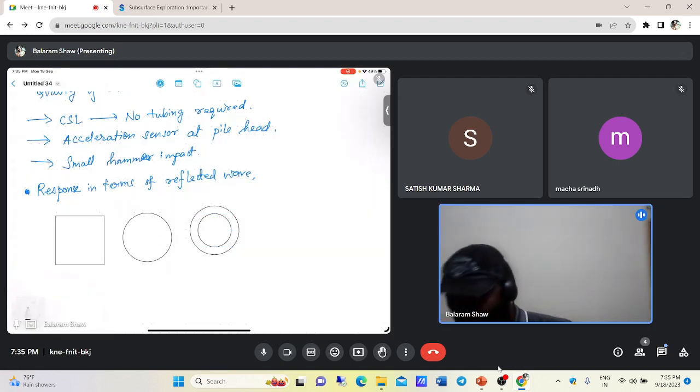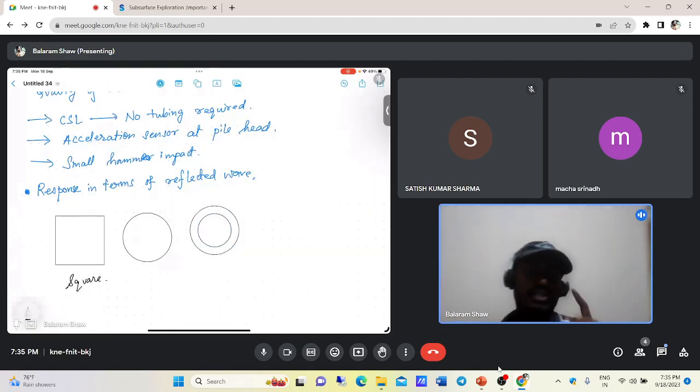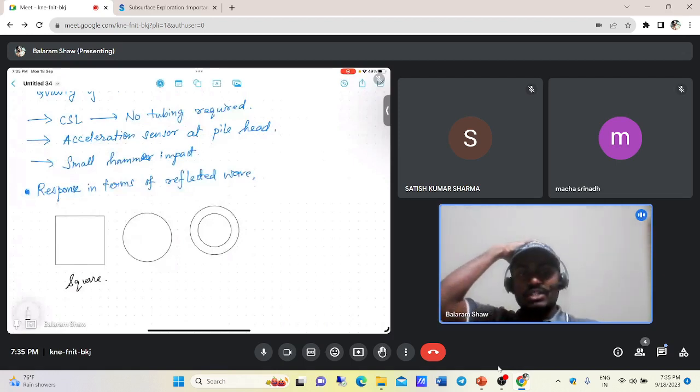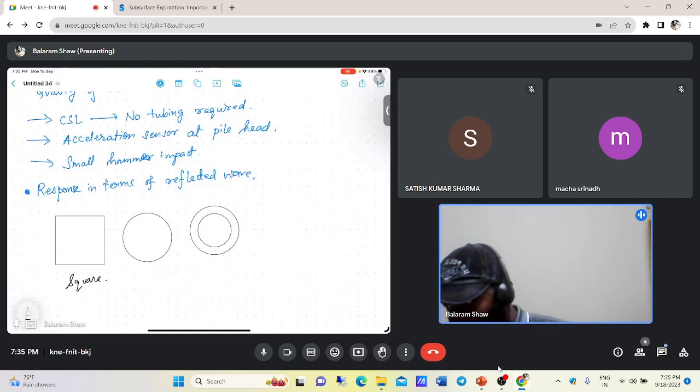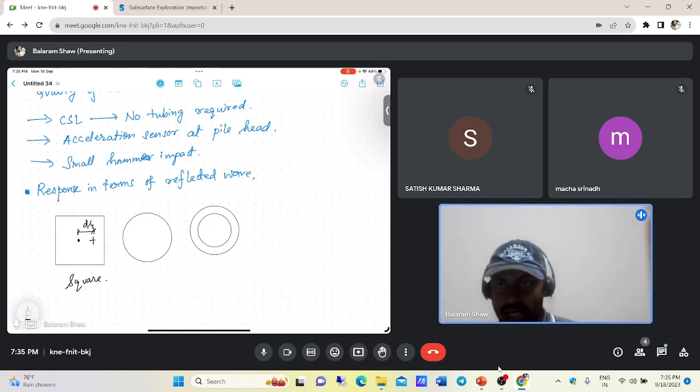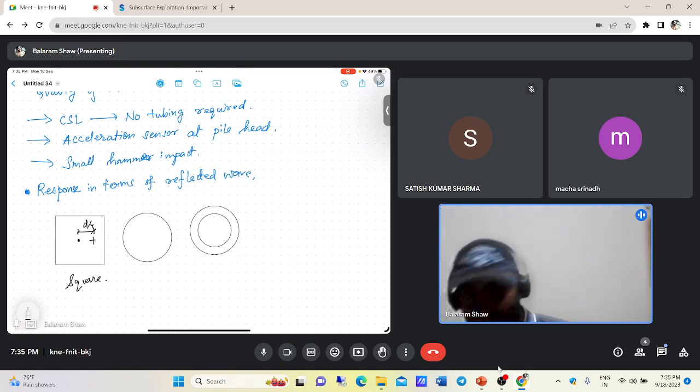The guideline for square piles is that we put the acceleration sensor in the middle for all the hammer impacts. The hammer impact should be at d by 4. If d is the side of the square, then at d by 4 distance the hammer impact should be there. Okay, so this is for square piles.